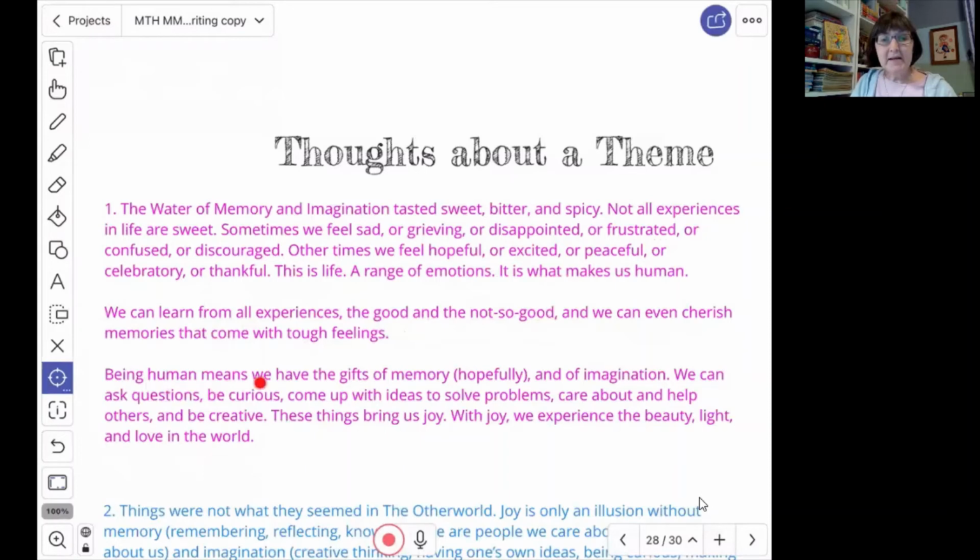Being human means we have the gifts of memory, hopefully, and of imagination. We can ask questions, be curious, come up with ideas to solve problems, care about and help others, and be creative. These things bring us joy. With joy, we experience the beauty, light, and love in the world. That is a lot of reflection that I was doing as I was thinking about memory, imagination, having these three different tastes.